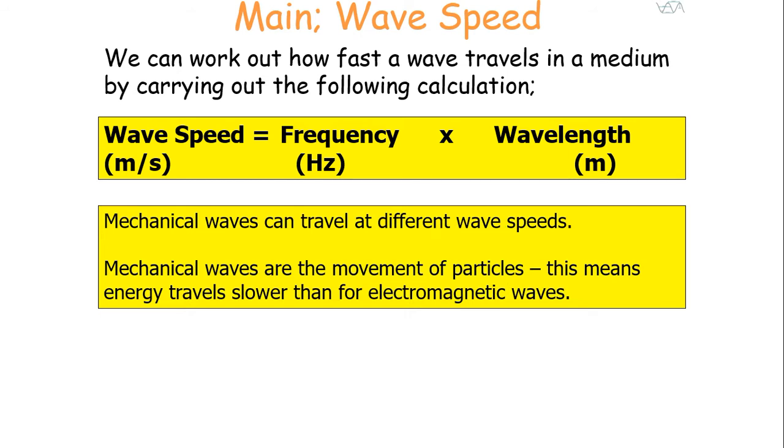Now mechanical waves can travel at different wave speeds because mechanical waves involve the movement of particles. The particles are vibrating backwards and forwards in a mechanical wave.